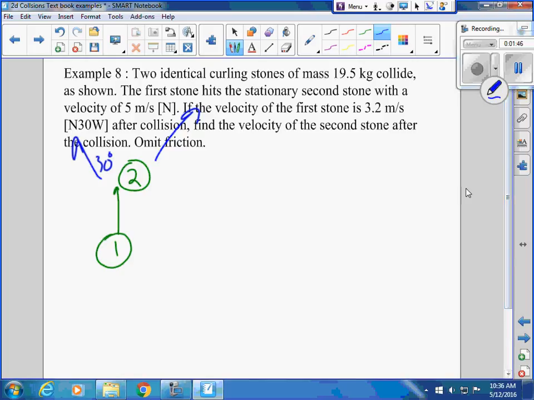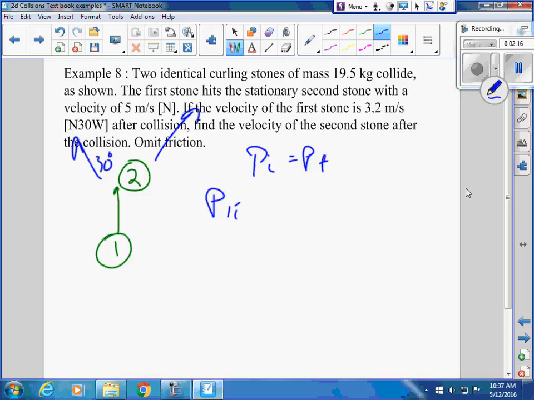Good tip. Okay, so again, let's start with P initial is equal to P final, right? The initial momentum must equal the final momentum. What makes up the initial momentum? We'll call it rock 1 and rock 2. Rock 2 is at rest, so the initial momentum is the momentum of rock 1 initial, P1i.